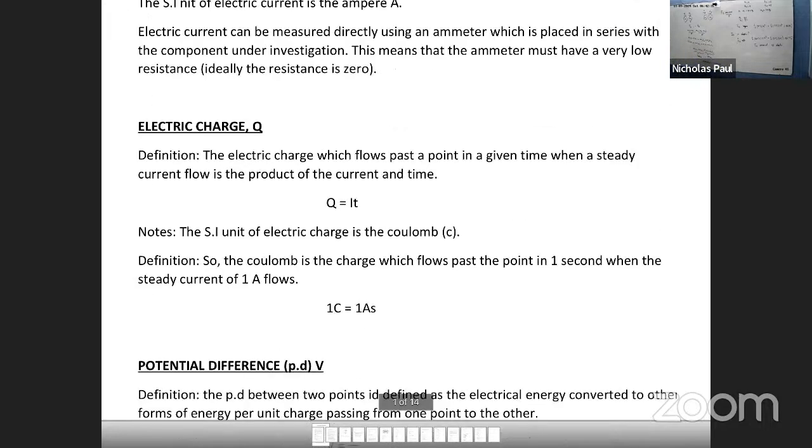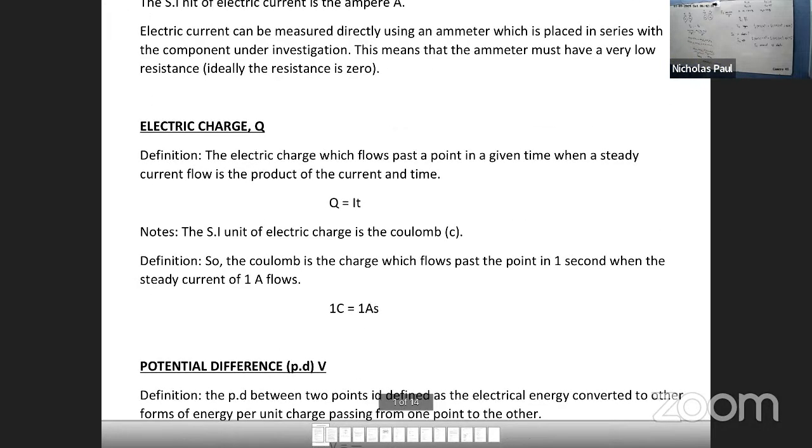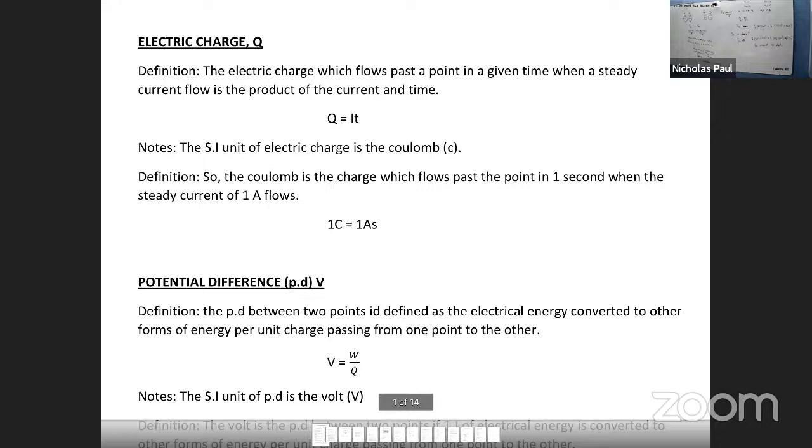Electric charge is the charge that would flow past a point in a given time when a steady current flows, the product of current and time. Q is equal to I T. The SI unit is coulombs, that should be capital C, and that's the definition, right?